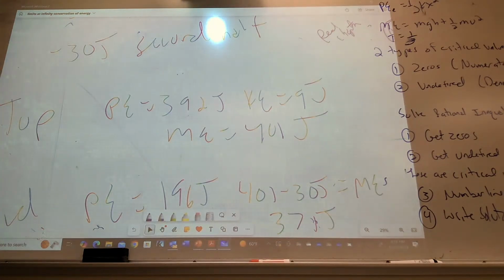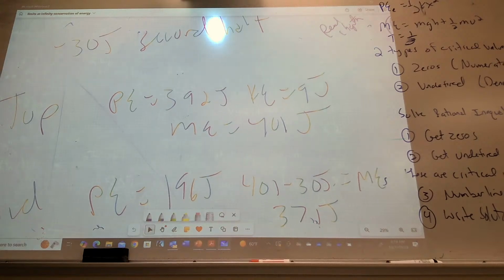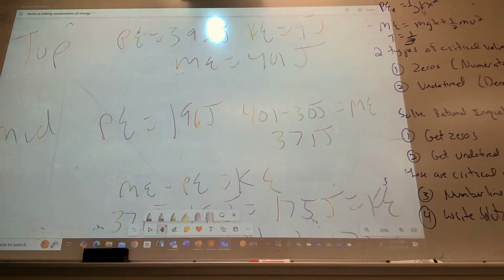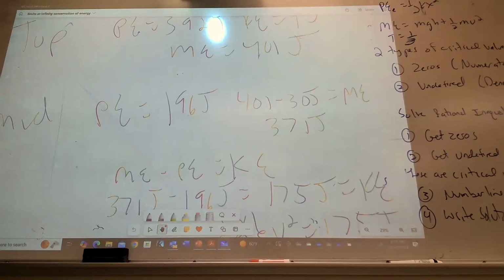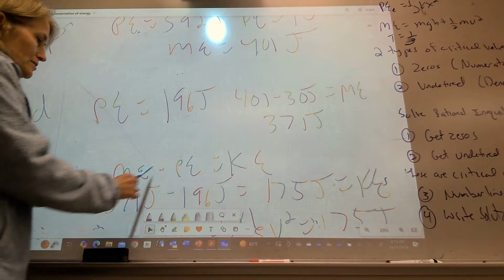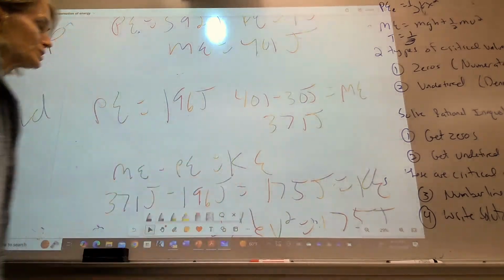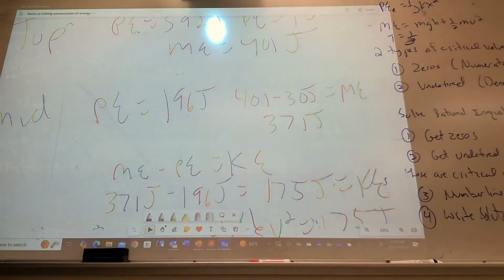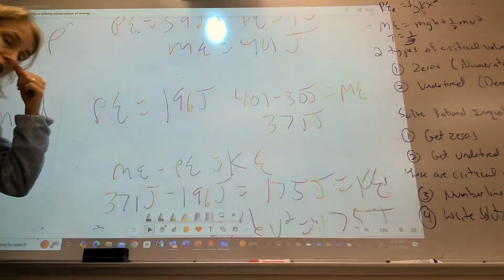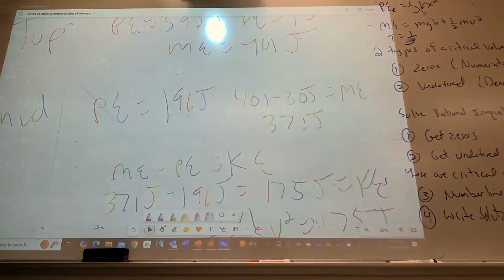So what's the kinetic energy in the middle? Violet, do you have it? I got 175. Good. So write it down if you didn't get it. Mechanical energy minus potential energy is equal to kinetic energy. So 371 minus 196 is equal to 175, which is the kinetic energy.